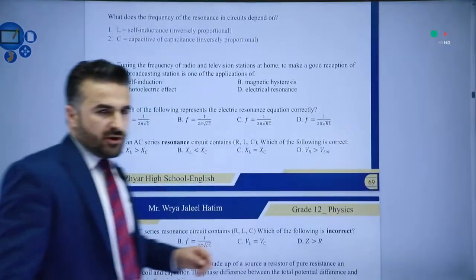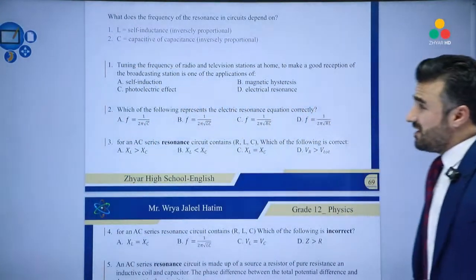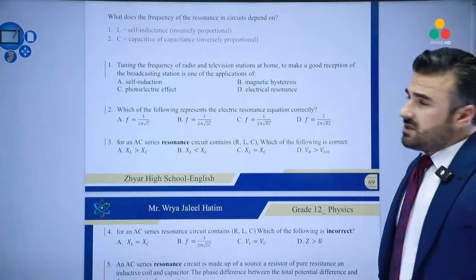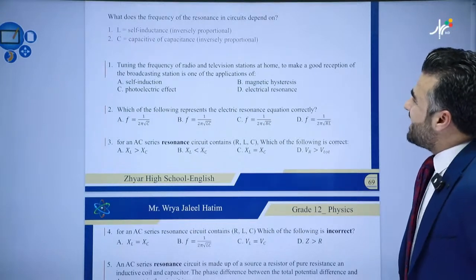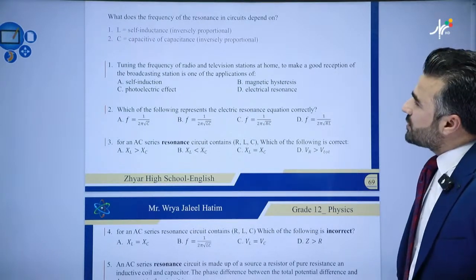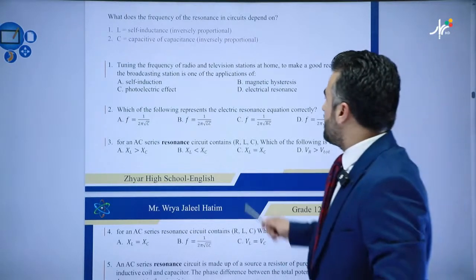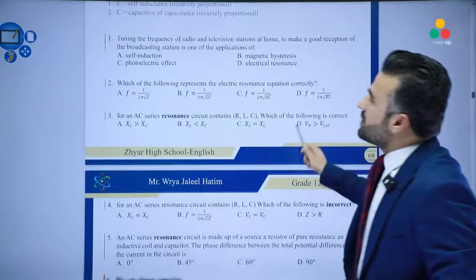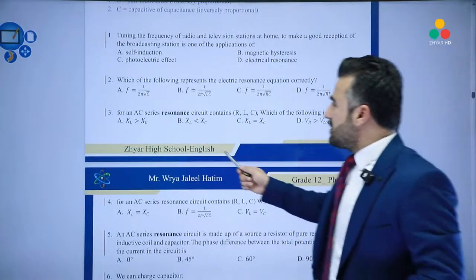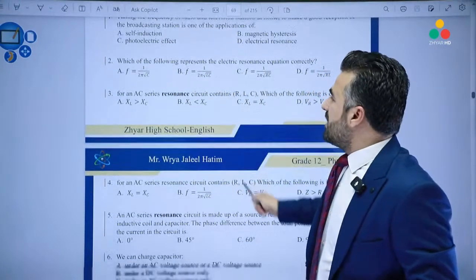And now we have a few exotic questions. These are also very important. The first one says, tuning the frequency of a radio and television station at home to make a good reception of the broadcasting station is one of the applications of what? That is, of course, one of the applications of electrical resonance. Which of the following represents the electrical resonance equation? And of course that is B as well.